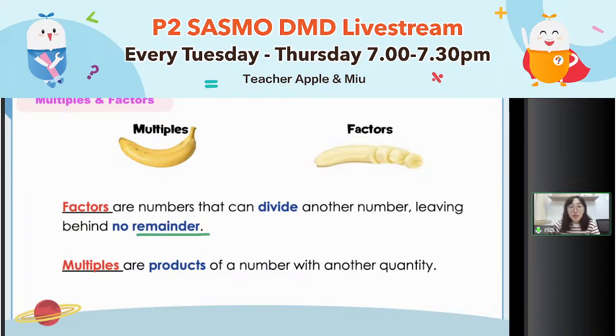And also, what about multiples? Multiples are products of a number with another quantity. So for example, in the equation 15 equals 3 times 5, we can say 15 is a multiple of 3, or 15 is a multiple of 5. And also think backwards. That is, number 3 and number 5 are factors of 15. Clear? So this is about the relation between multiples and factors.